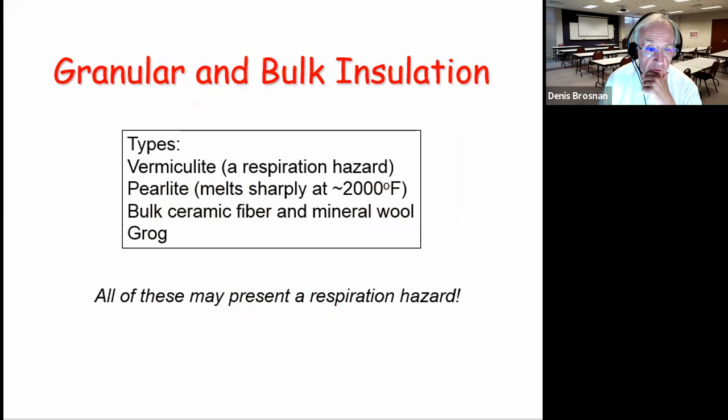Now, some of you are using, especially in older kilns, some kind of bulk insulation, which might be vermiculite or perlite, which are natural minerals. Expanded perlite is very good insulation. And you might be using a bulk ceramic fiber or mineral wool, or even some kind of refractory grog for insulation. So all these materials can provide some respiratory hazard.